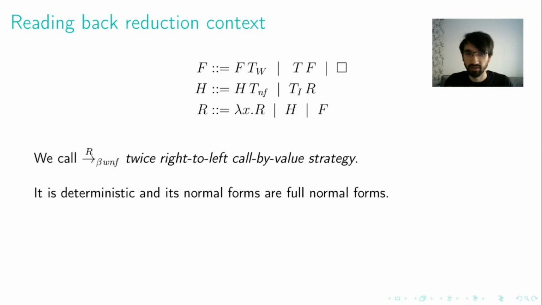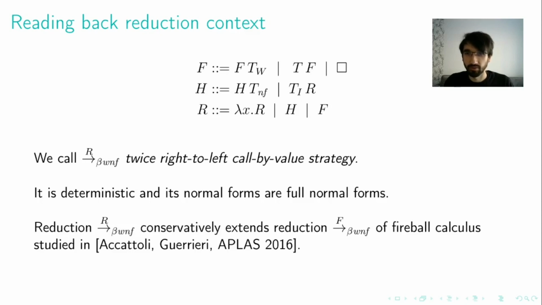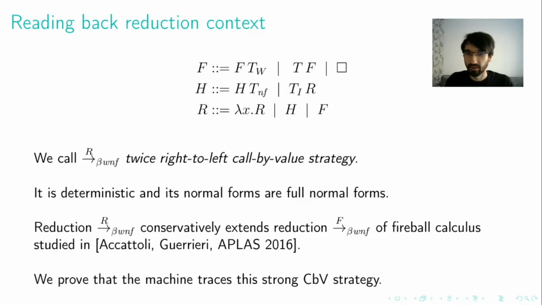We prove that it is deterministic and its normal forms are full normal forms, so it is a strong strategy. And moreover, reduction with R context conservatively extends reduction in F contexts, which is right-to-left reduction of fireball calculus studied by Accattoli and Guerrieri. This calculus conservatively extends call-by-value to open terms, so our strategy is also a call-by-value strategy. And fireball calculus has this nice property that all derivations of normal forms have the same length. It is also true for strong call-by-value strategy as an iteration of this strategy, so our twice right-to-left call-by-value strategy is a good representative of strong call-by-value strategies. And finally, we prove that this machine formally traces the strong call-by-value strategy.